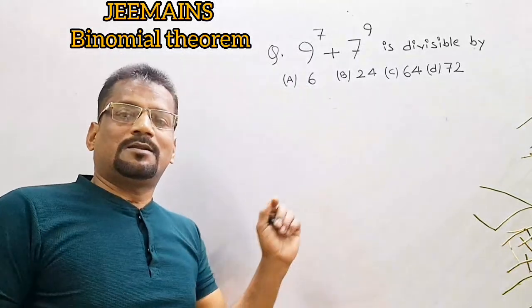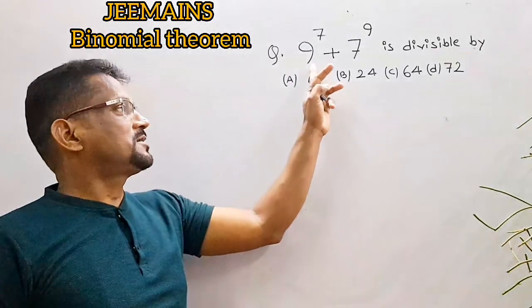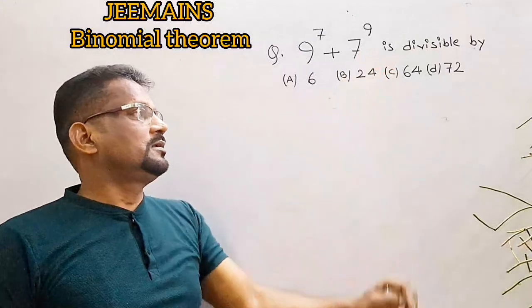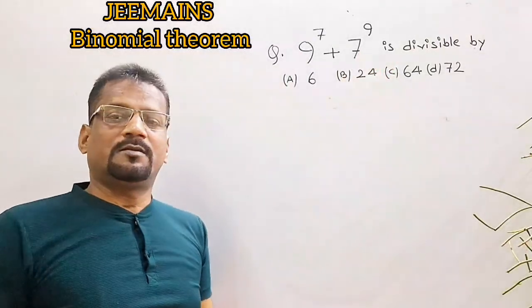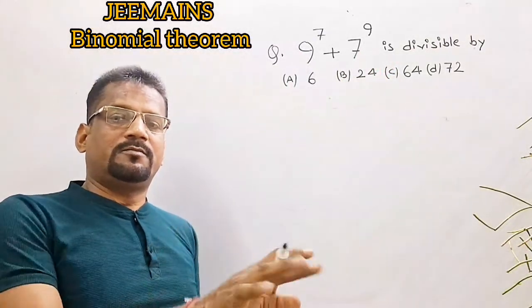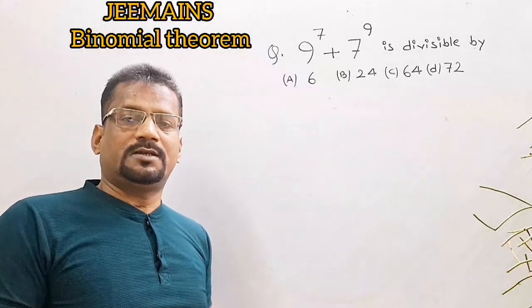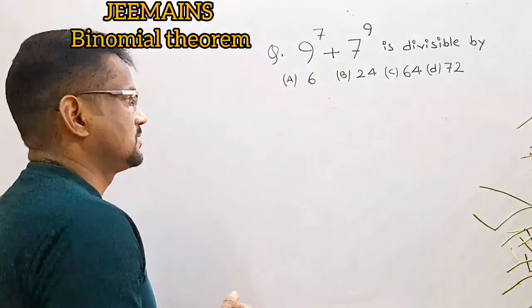Now let us take another question of JEE Main. In this question it is asked: 9 to the power 7 plus 7 to the power 9 is divisible by which of the following numbers? Simply using binomial expansion we can find out the answer. How to use? Let us discuss.